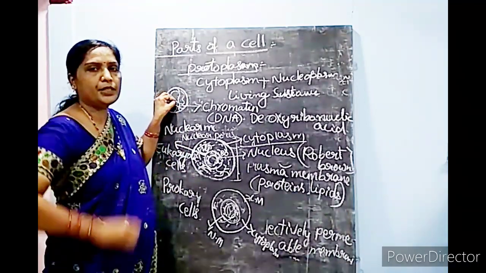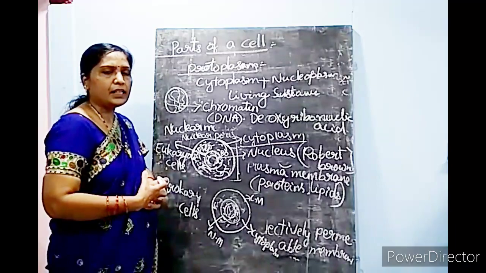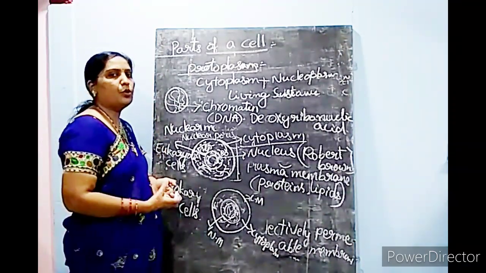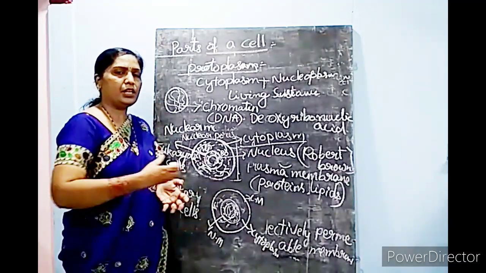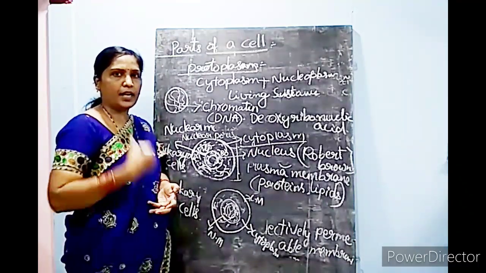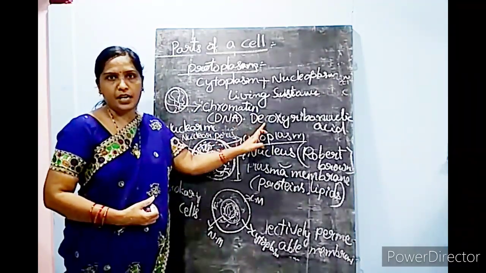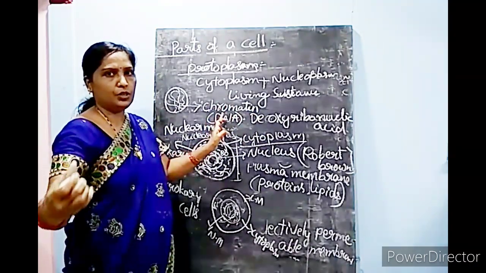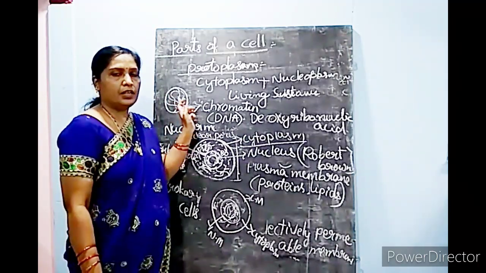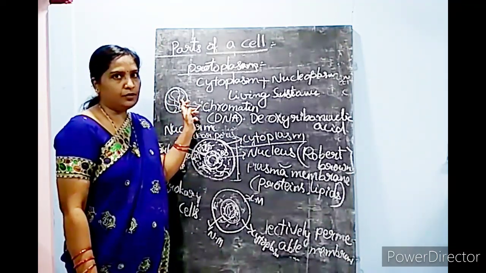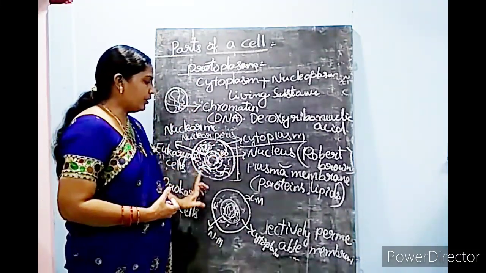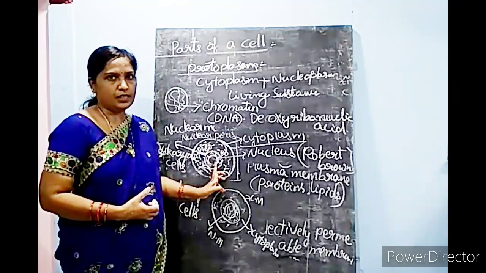This chromatin helps to transfer the characters from your parents to the offspring. When anybody looks at you, they'll say you resemble your father or your grandparents. You acquire these characters because DNA is passed on from your parents to you. So that is the function of this chromatin material. We'll read more about the nucleus when we discuss cell organelles.